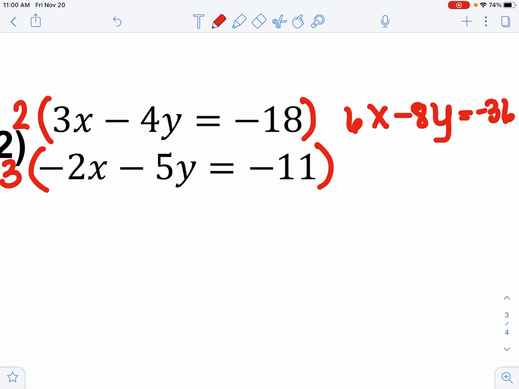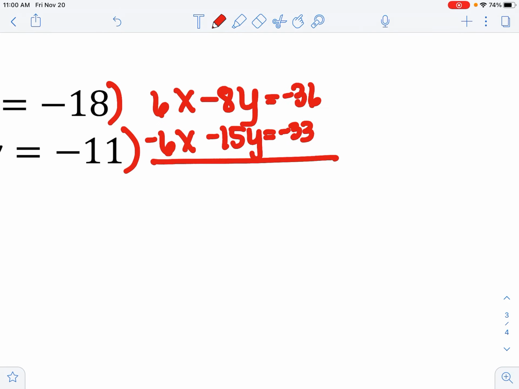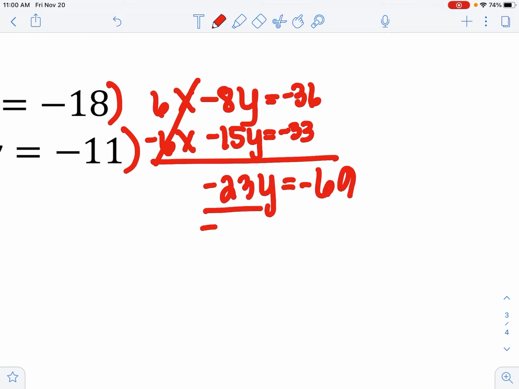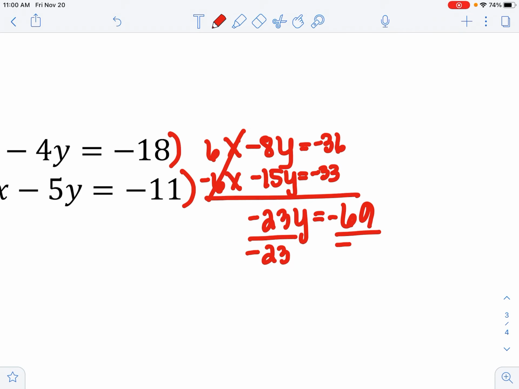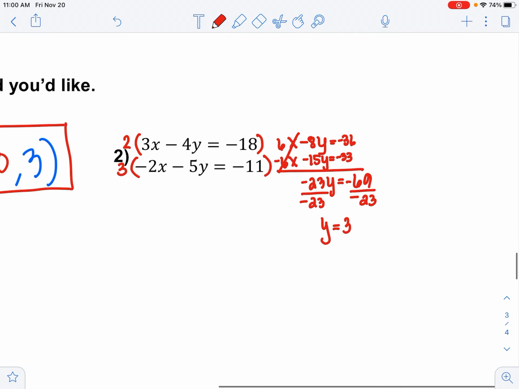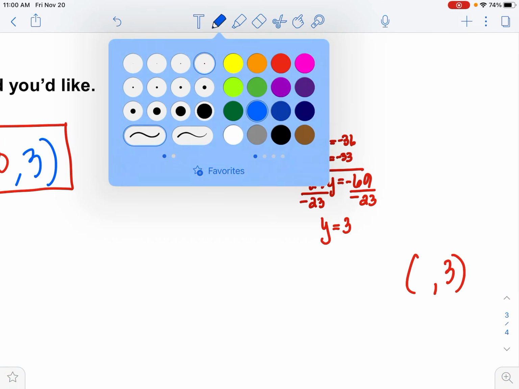All right, so I have 6x minus 8y is equal to negative 36. Distribute your 3, negative 6x minus 15y is equal to negative 33. Now I can combine these. These cancel. That's negative 23y is equal to negative 69. Divide by negative 23. And I get y is equal to 3.